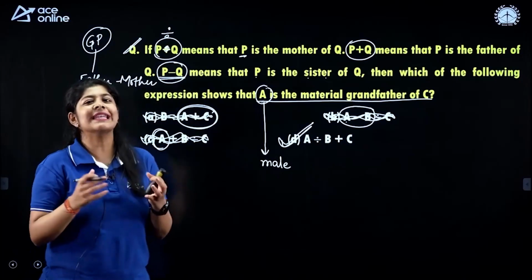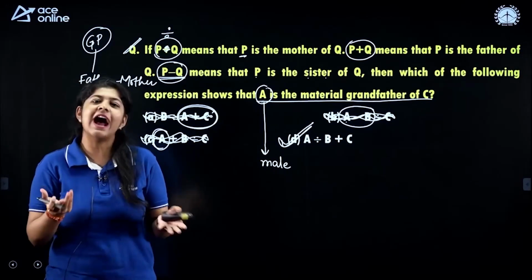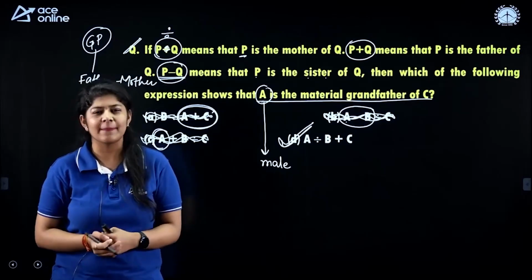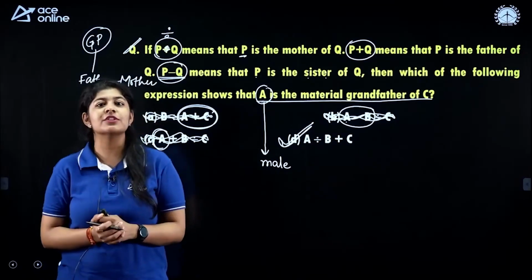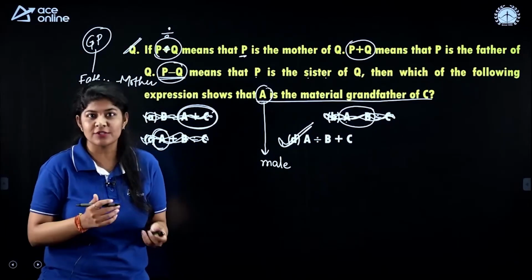So we can easily determine the answer. First, what we have to do, we have to determine the gender. After that, we just need to check the generation gap. So if you know all these points, you can easily attempt all these types of questions, and you can save your time to solve the other questions.